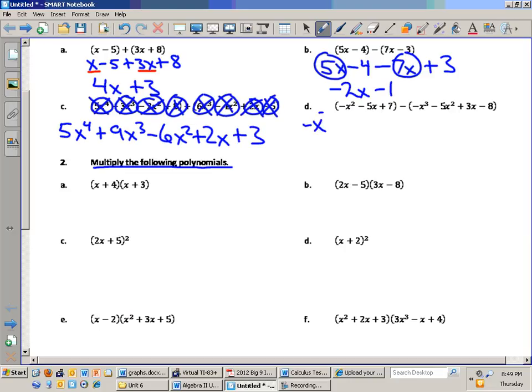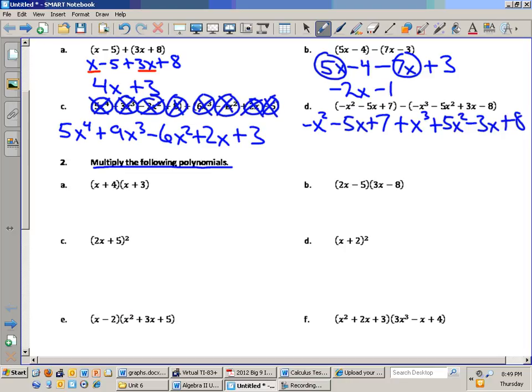As you can see for the last one, we must distribute the negative sign through. So I will do that. Negative x squared minus 5x plus 7. Don't change anything on the first one, but the second one, I will have a plus x to the 3rd plus 5x squared minus 3x and a plus 8. So now the parentheses are gone. I can now combine like terms.